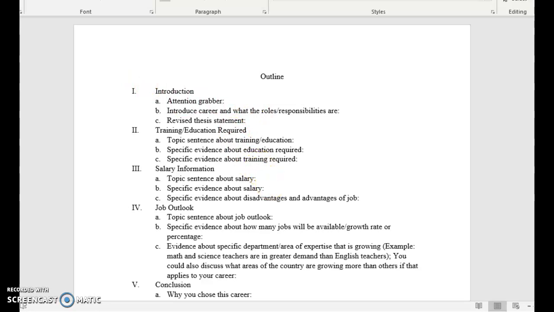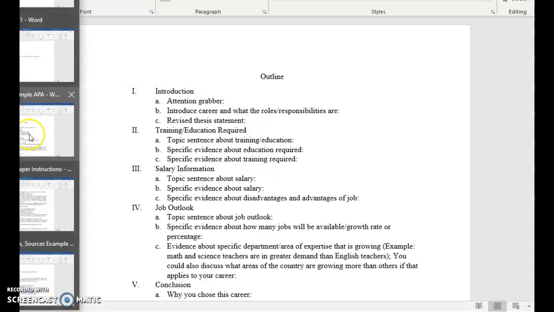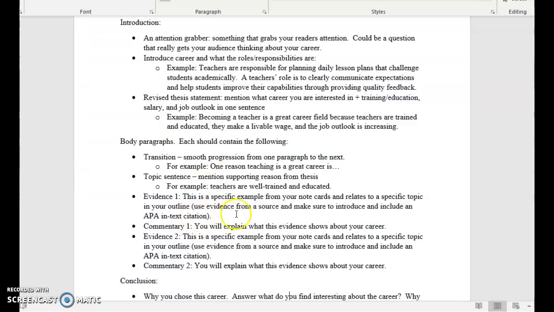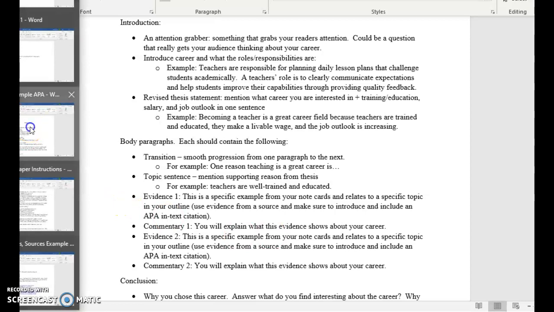All right, I'm going to go back to this other page that kind of tells you what to do in each one of your paragraphs. Notice I'm not having you guys include your commentary in your outline, okay? Your commentary is just you, in your own words, saying what this shows about your career. So if you have a piece of evidence, let's go back and talk about this.